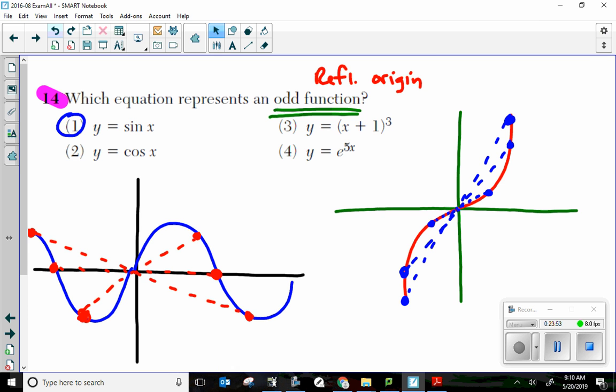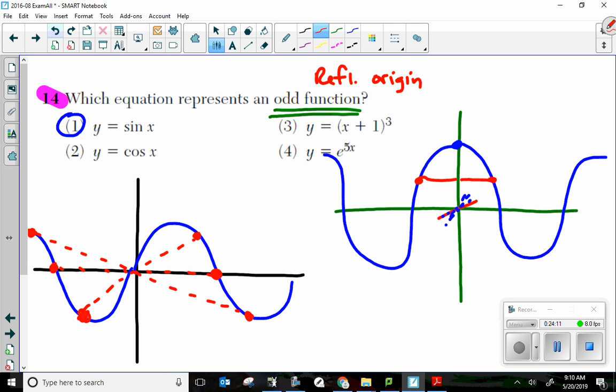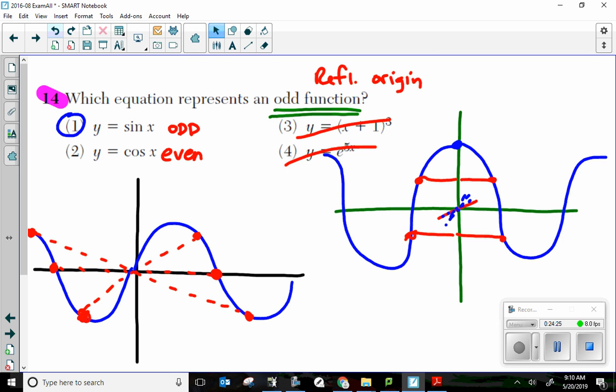Now, you might say, well, what about cosine? Cosine reflects. Cosine is this, the cup. Cosine reflects across the y-axis. So cosine is even. This reflects to this, okay? This reflects to this, all right? So cosine is even, but they're asking for odd. These two, if you graph them, you're going to notice they don't do that at all. So the answer is choice 1. It is odd.